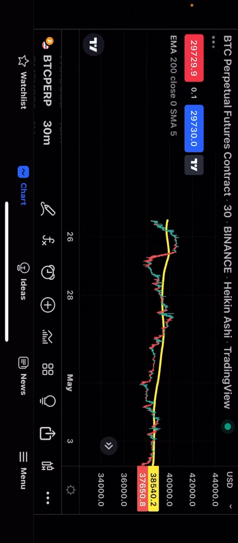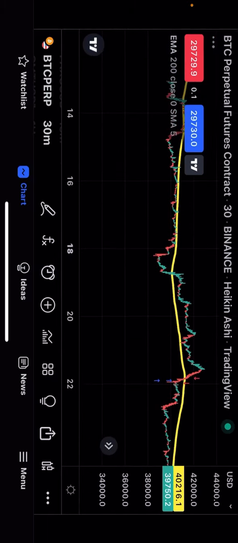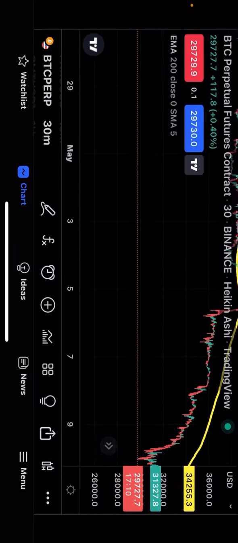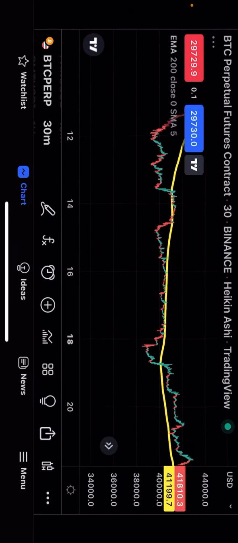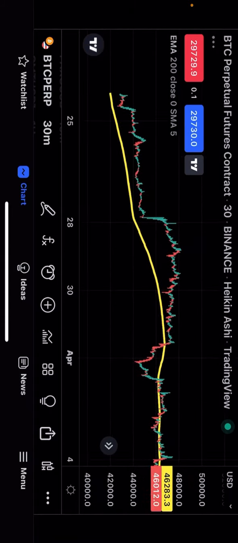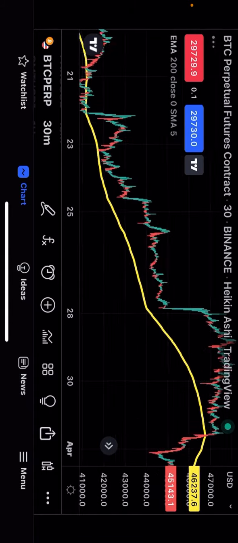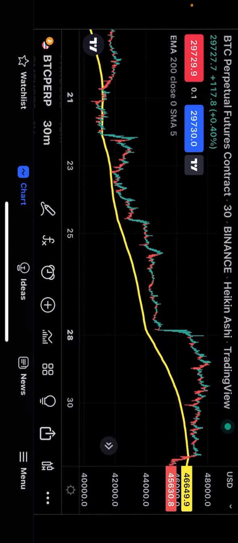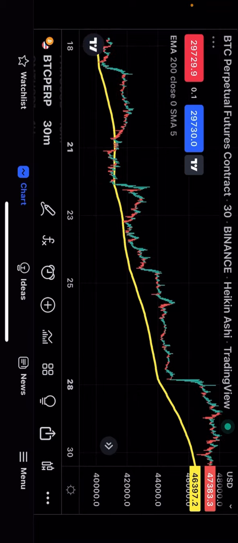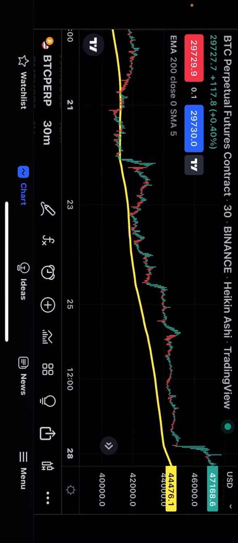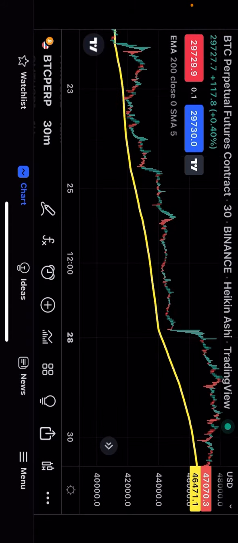Above the EMA, we look for longs. Bitcoin has been falling these past few days, so let me look for where the EMA was above. Okay, now you can see the candlestick is above the EMA, meaning we are looking for long entries. See when it first crossed over, long entry. See another long entry, long entry, long entry.